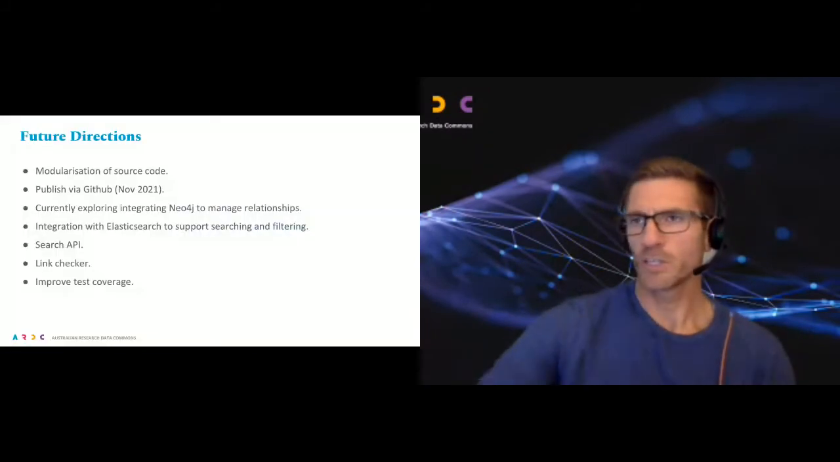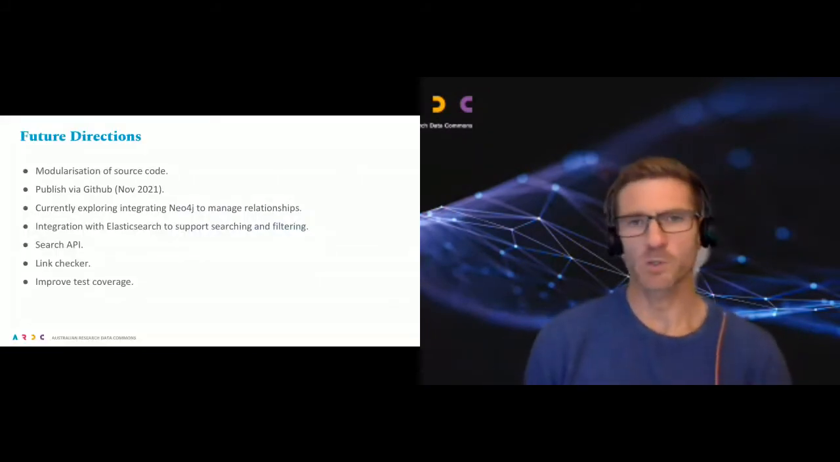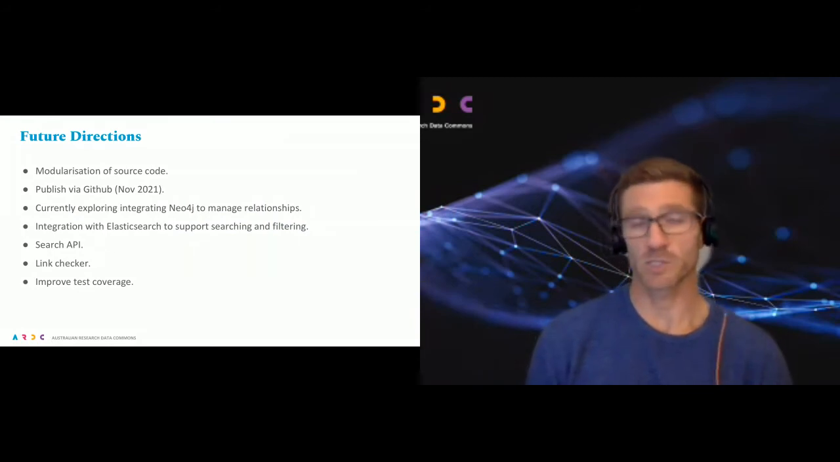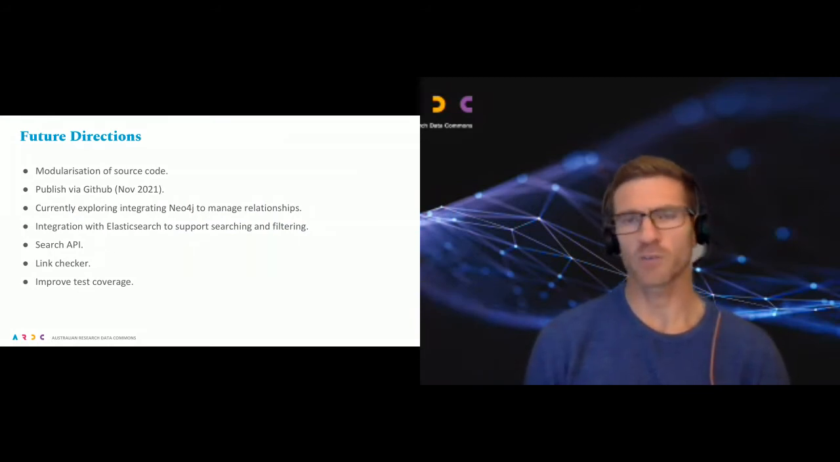In terms of where we're going in the future, we'd like to break up the source code a little bit more, just so it's more extensible for both ourselves and for reusers of the software. We want to get it out onto GitHub as quickly as possible, but we're aiming for November this year. We're in the early stage of exploring integrating Neo4j to manage relationships between the different resources, and that's what we currently have sitting behind Research Data Australia.